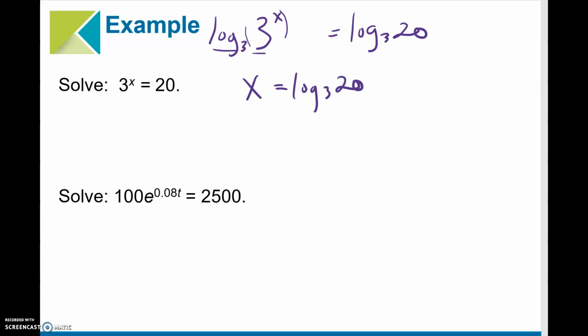Log base 3 of 20. That is acceptable. I'll take that. Now, usually we don't like these weird bases in our answer. We like two bases. And if you look at your calculator, if you have a scientific or graphing calculator, there's two bases on your calculator. One's the log, the common log, base 10, and the other one's ln, the natural log, base e.